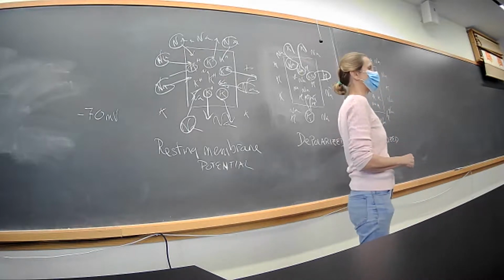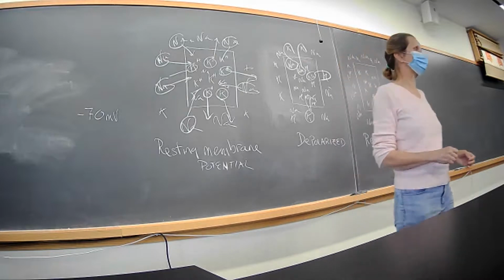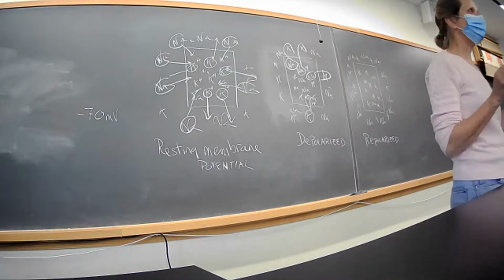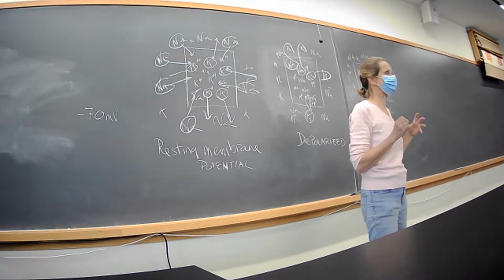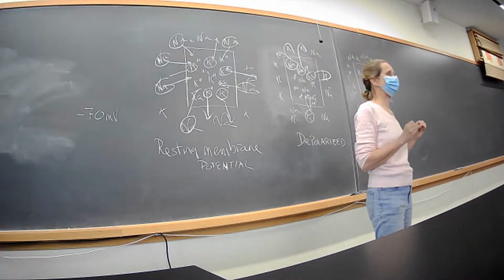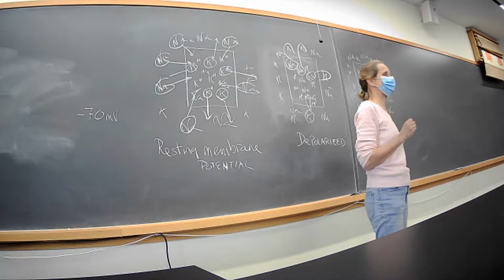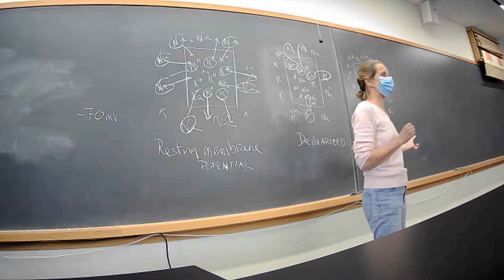Right after the cell is repolarized, there's this minute, teensy little nanosecond of a break, which is known as the refractory period, where the cell cannot be stimulated again. The neuron cannot be re-stimulated during the refractory period.